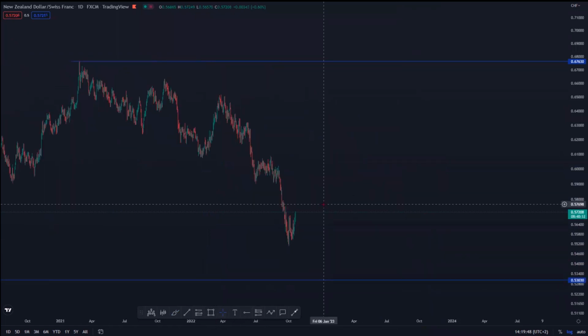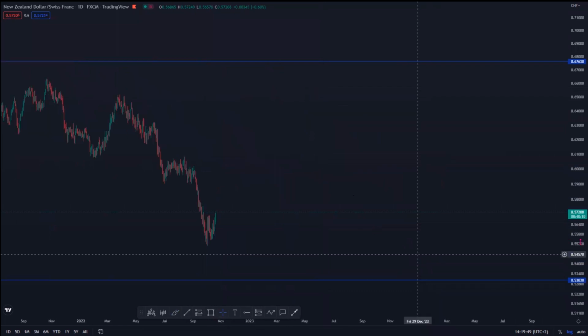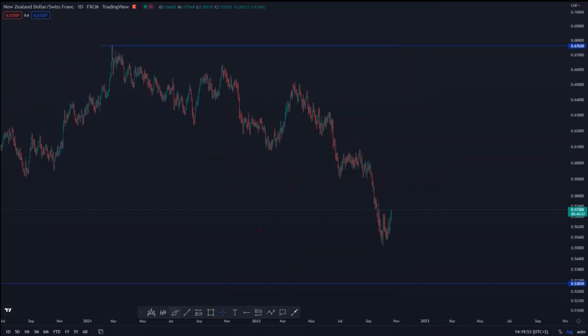Before we go anywhere, on our left hand side, this was our impulse and this was our correction. We are having an impulse, so we're expecting a correction and then an impulse to the downside. You have to know what you are looking for in the market, so that you are not lost or caught up on the wrong side of the market.